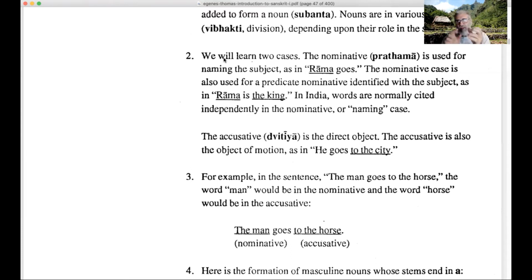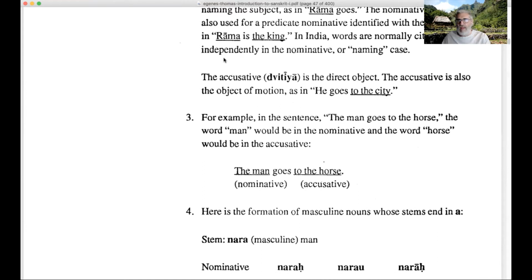The root is going to be given, and then the stem with the third person singular ending is going to be given to show me how to conjugate that verb. Similarly, when I look up a noun, I'm going to see ashva or ashvaha, but it's going to be shown to me in the nominative case. So that's all he's saying here: usually when you cite a noun, you cite it in the nominative case. All right, so that's the nominative case, the first case, pratama vibhakti.